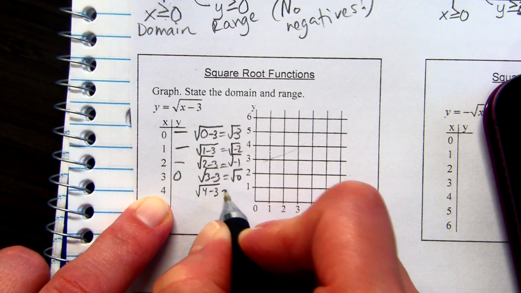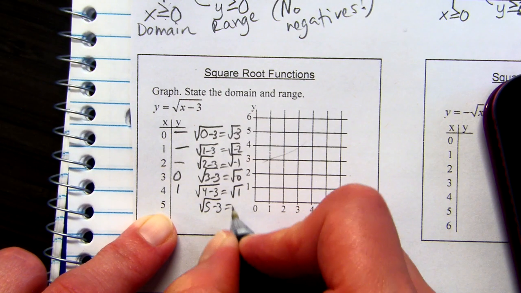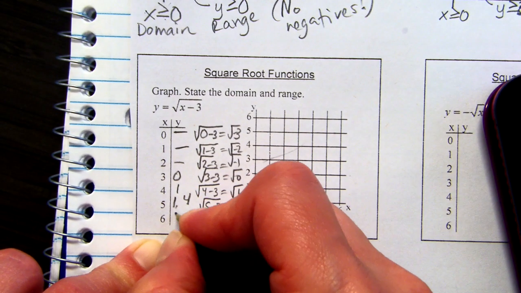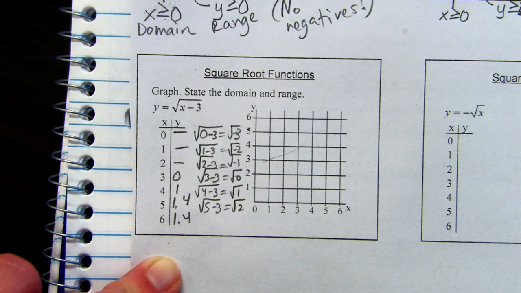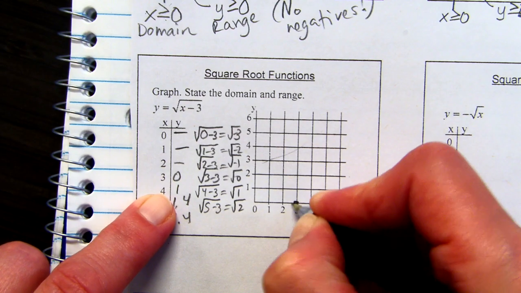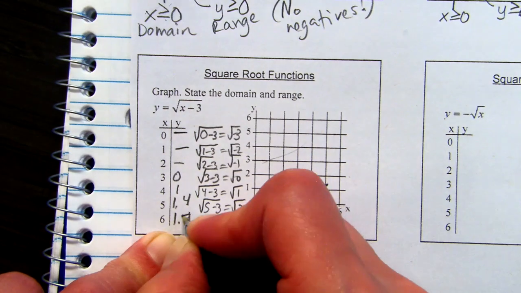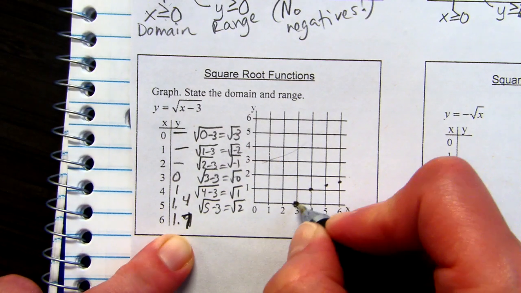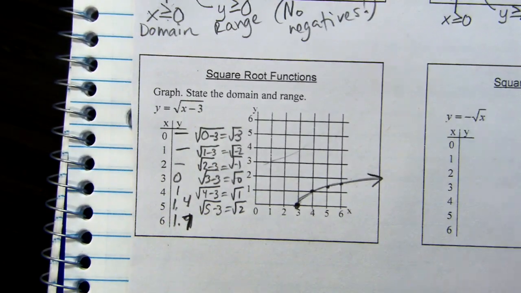We get 3 minus 3, so the square root of 0 is 0. And I'll have the square root of 4 minus 3, which is the square root of 1. Square root of 5 minus 3 is the square root of 2. And these are going to look familiar: 1.4, 1.7. And you can keep going to have more points. So now my graph is starting at (3, 0). I get (4, 1), I get (5, 1.4). We can put more points in there, it keeps going.